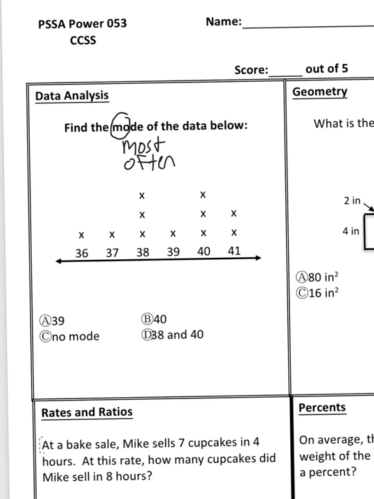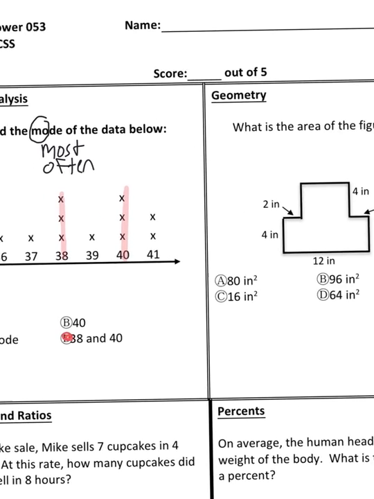Now with a line plot, it tends to be easy to see because they are the number or numbers that has the most x's. So if you look here, 38 and 40 both have the most x's with 3, so 38 and 40 occur the most. So that means D is the answer. If you had it, give yourself a C. If you forgot what mode is, write that down. You got to remember this.